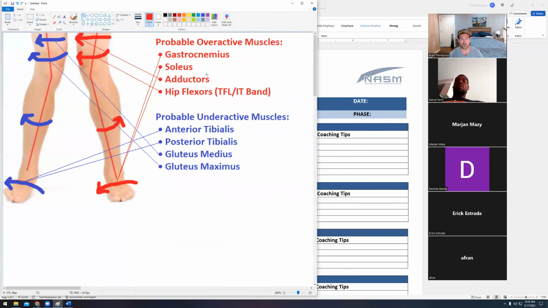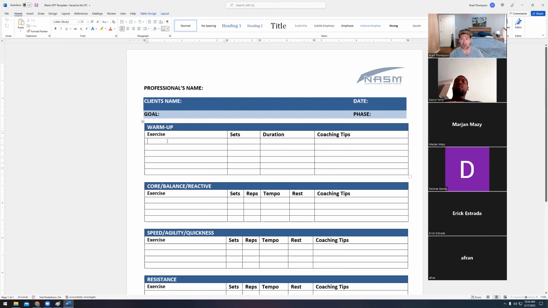Let's go all the way back to pronation distortion syndrome, okay? Probable overactive muscles are the gastrocnemius, soleus, adductors, and hip flexors. Those are the muscles I need to turn off. So I'm going to start by foam rolling all of those, okay? So I'm going to go SMR. That's foam rolling in our example. We'll say foam roll. Right?